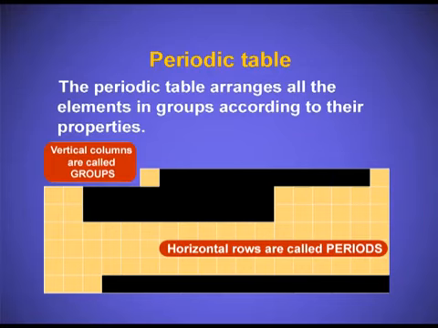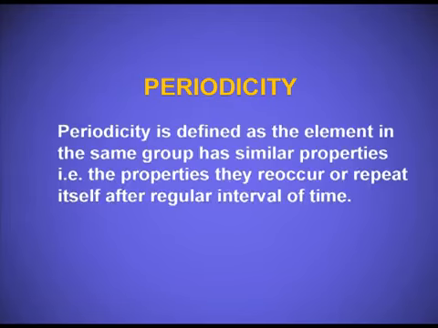Groups are the vertical columns and the periods are the horizontal rows. Periodicity is defined as the elements in the same group having similar properties. That is, the properties reoccur or repeat themselves after a regular interval.